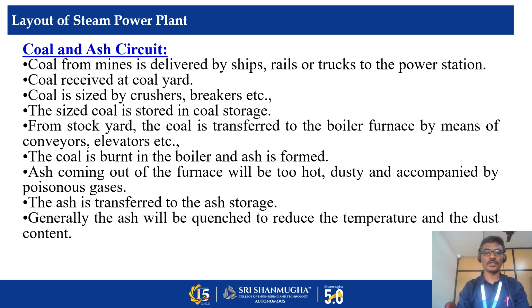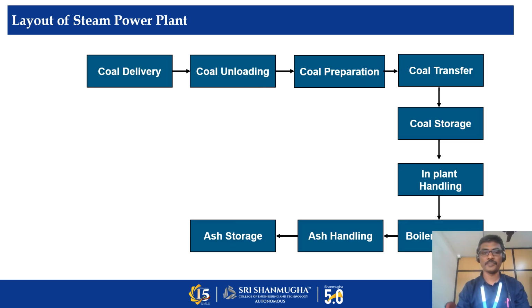The coal is burnt in the boiler and ash is formed. Ash coming out of the furnace will be too hot, dusty and accompanied by poisonous gas. The ash is transferred to the ash storage. Generally, the ash will be quenched to reduce the temperature and the dust content.